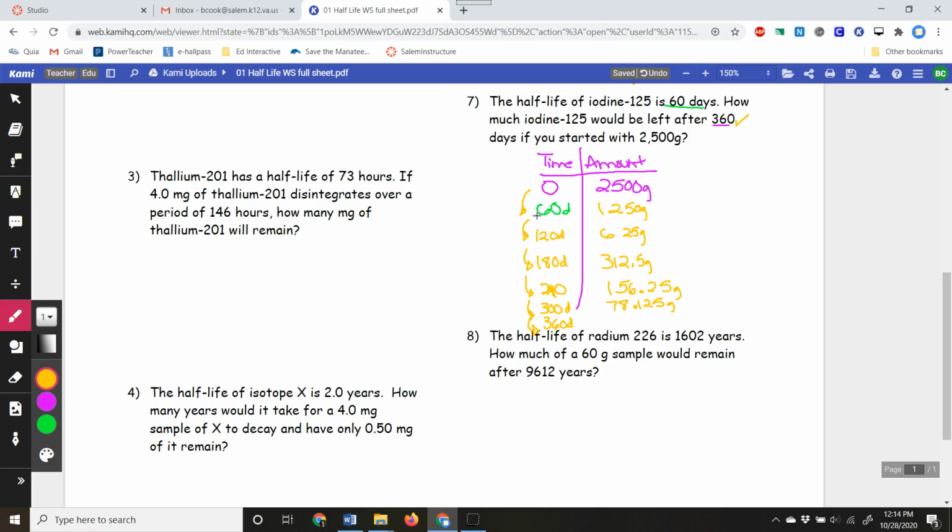We're going to cut that amount in half yet again, and we're at 39 point, and this is a lot of decimal places. We'll not worry about rounding for right now. So how much was left after 360 days? We have 39.0625 grams. Now I'm going to expand the question a little bit and ask you how many half-lives have passed. So how many half-lives passed? We had 1, 2, 3, 4, 5, 6 half-lives passed where this substance was getting cut in half.